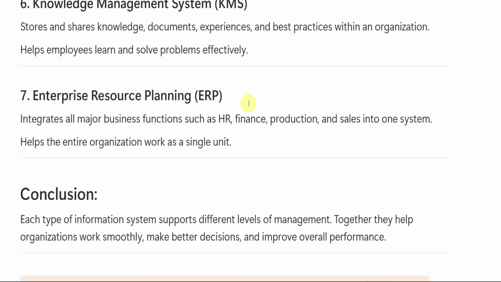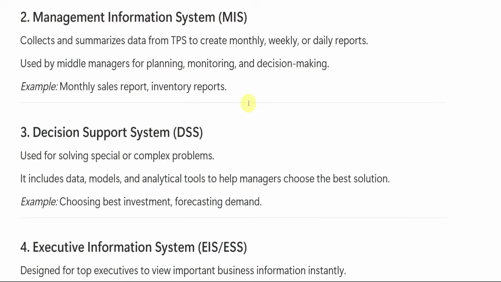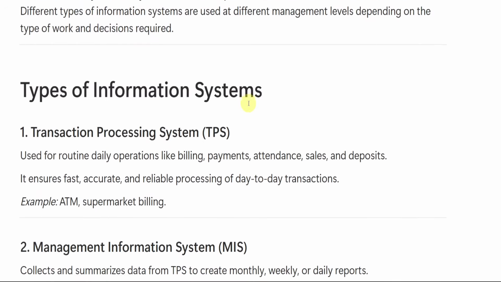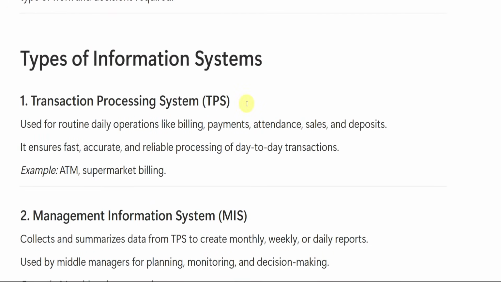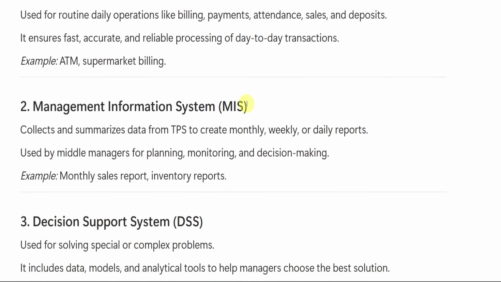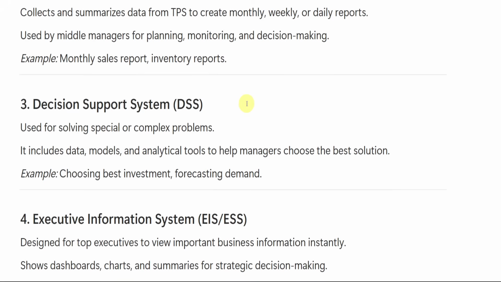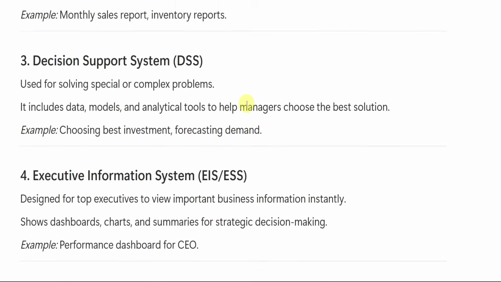Like if a product is sold, the sales department will see it. Inventory reduces automatically. Accounts updates income. Also, the production team gets an alert. So this is what is done in ERP. So students, different information systems support different levels of management. एक बार quickly देख लेंगे अपन. TPS, it is used for day to day work. MIS, reports for managers. DSS, it helps in difficult decisions.